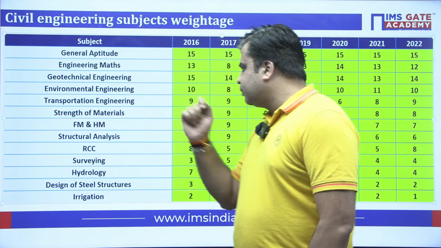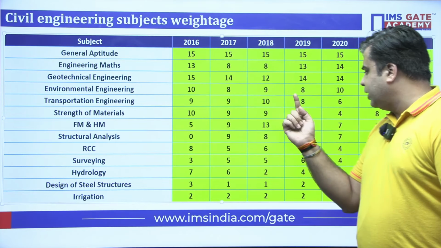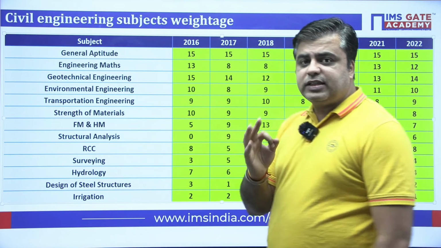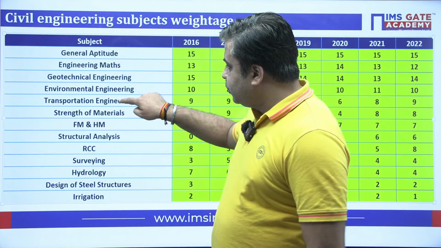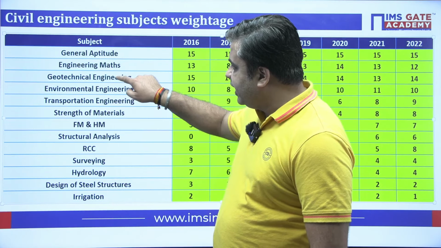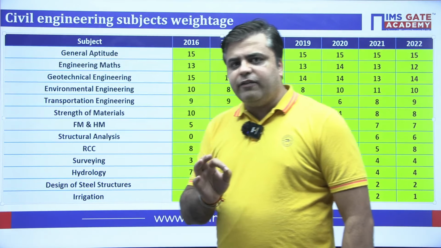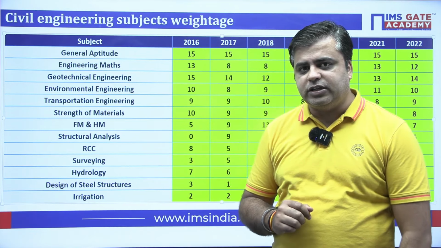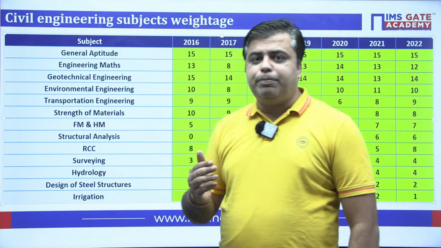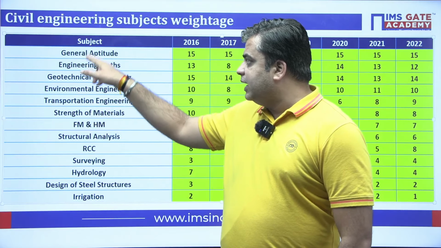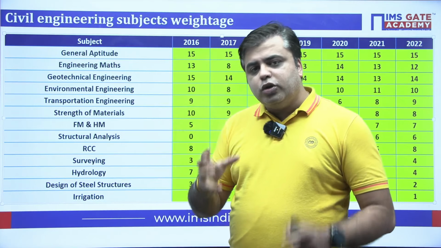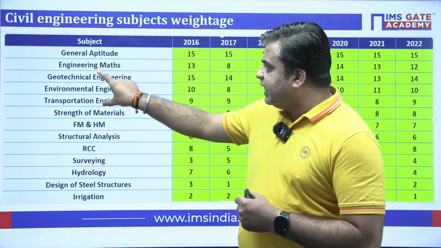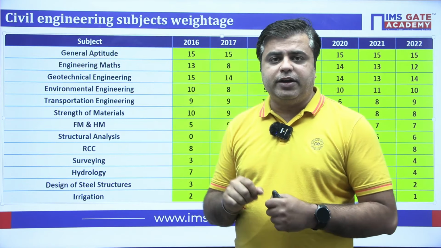Then you have transportation engineering, which again fluctuates in the range of 10 to 9 marks. So these three technical subjects, transportation engineering, environmental engineering, and geotechnical, on an average, will be asked for at least 30 marks in the examination, along with maths and aptitude, which adds about 28 marks. So you can make a total of 58 marks from these three technical subjects along with maths and aptitude.